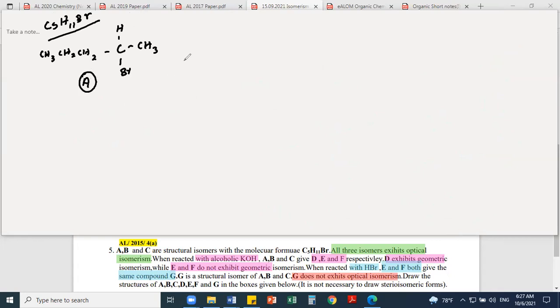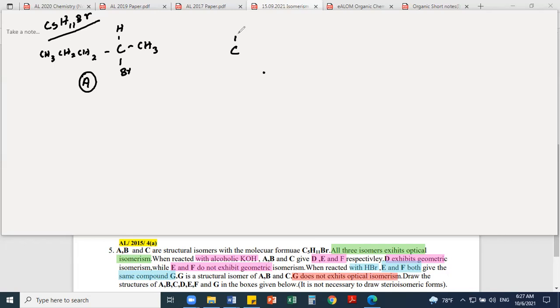Then B. How can I draw one more optical isomer from this? I will shift the bromine into different places. Okay, let me draw like this. I'll put the central carbon atom in the center. So instead of directly attaching the bromine, they are telling all three are isomers which exhibit optical isomerism. All three exhibit optical isomerism.